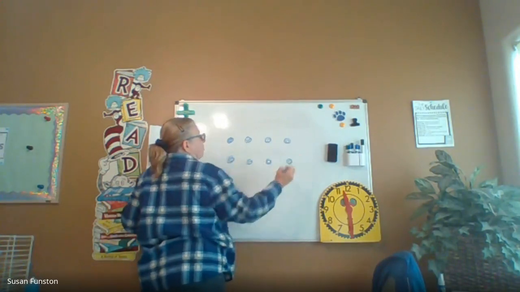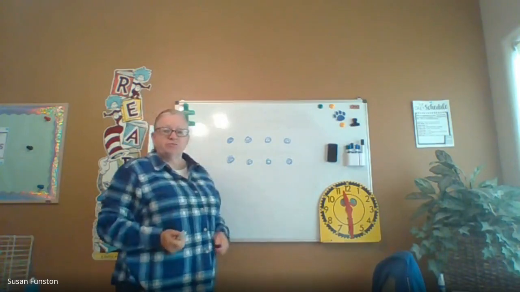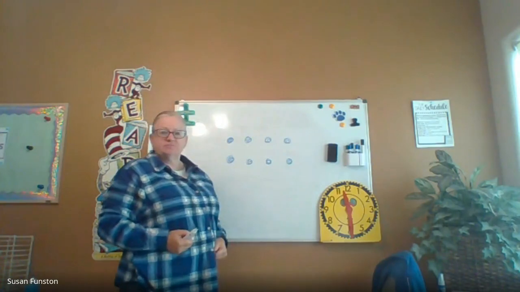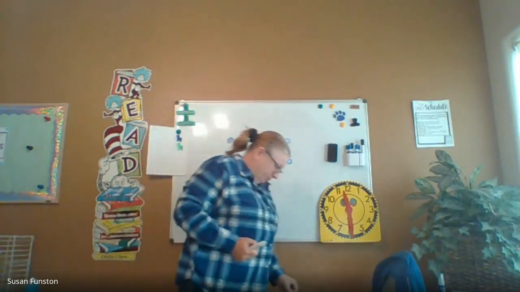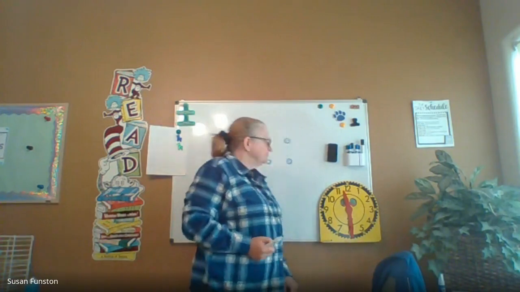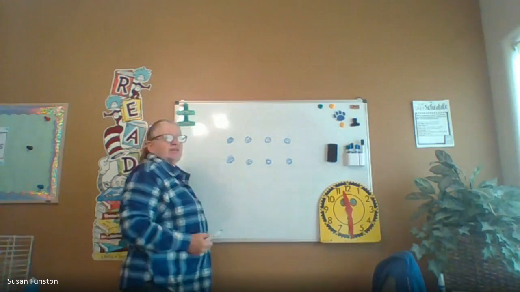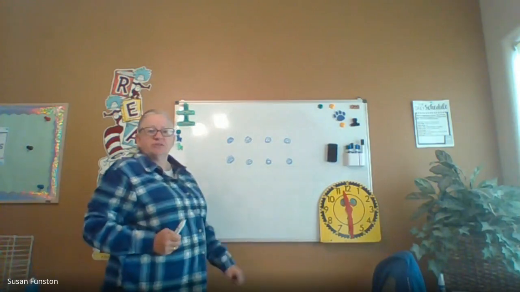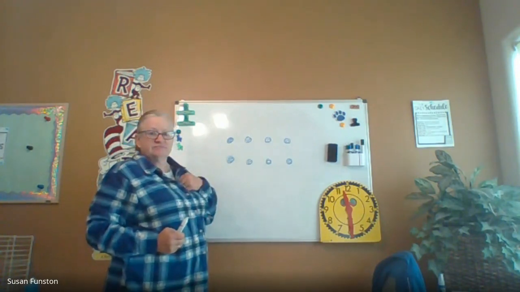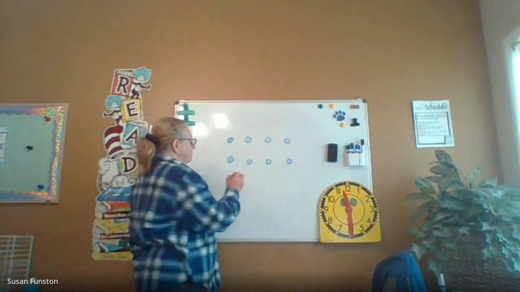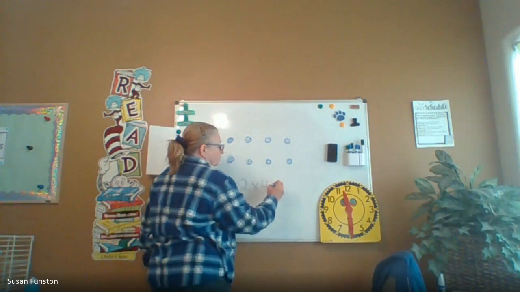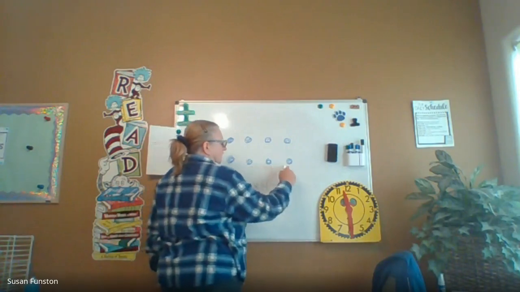Go ahead and draw this array on your whiteboard or piece of paper. 2 rows, 4 columns. I'll give you a second to do that. Okay, you can tell me a multiplication sentence that we can make with this array. That's right, we could say 2 times 4 equals 2, 4, 6, 8.